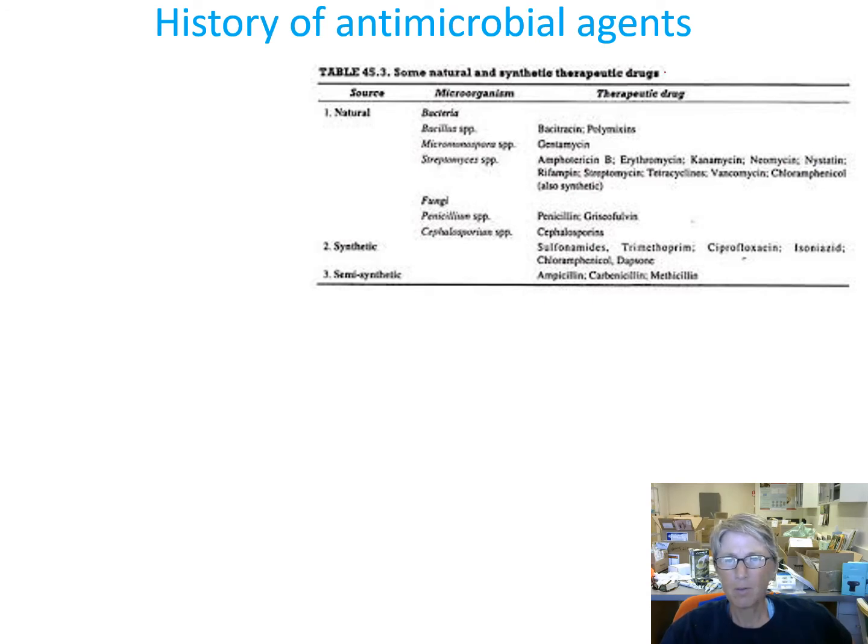So this is a table of some natural and synthetic therapeutic drugs. The source, natural, would be an antibiotic, and then they have the semi-synthetic and the synthetic drugs. In the natural antimicrobial agent, it lists the microorganism and what they make. So Bacillus can make bacitracin and polymyxins, and fungi, let's see, Penicillium can make penicillin. That makes sense.